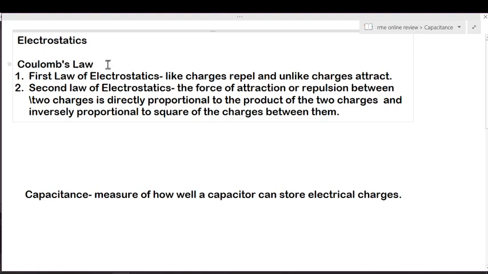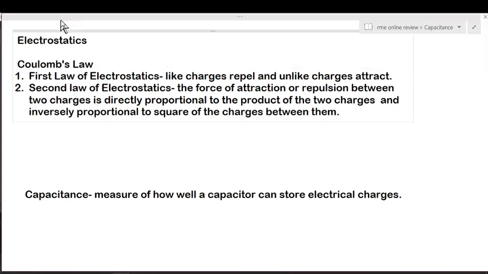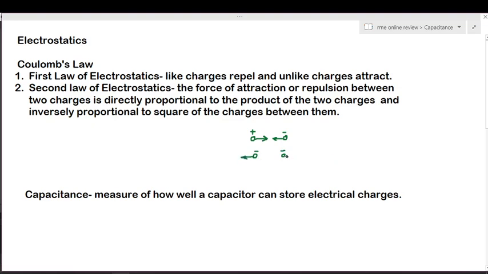So electrostatics, there are two laws. The first is Coulomb's law, which states that like charges repel and unlike charges attract. Meaning that, for example, if you have two charges of unlike charge, they will be attracted to each other. So if you have a positive charge and a negative charge, they will be attracted to each other. But if you have two charges with like polarity, they will be repelling or moving away from each other.